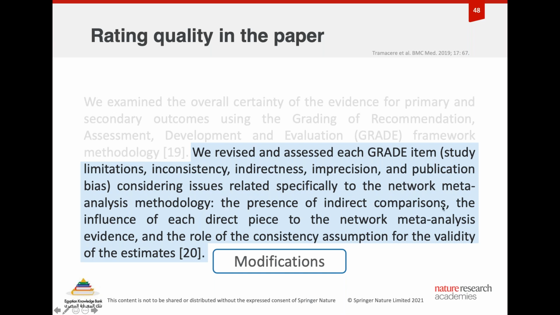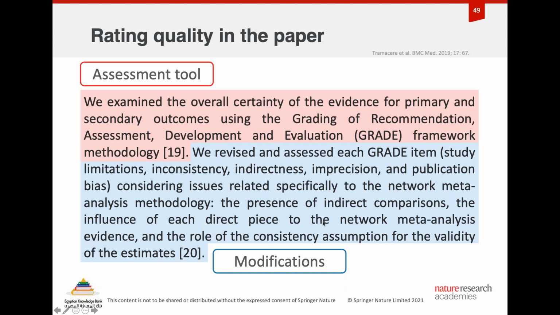The presence of indirect comparisons, the influence of each direct piece of the network meta-analysis evidence, and the role of the consistency assumption for the validity of the estimates. So they made modifications, and they're very transparent: they shared what modifications were made and why. Generally speaking, from a reviewer's perspective, as long as you are transparent in describing how that information is being presented, the reviewers will be fine.